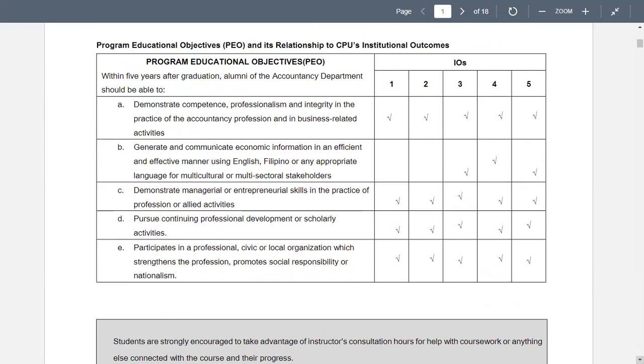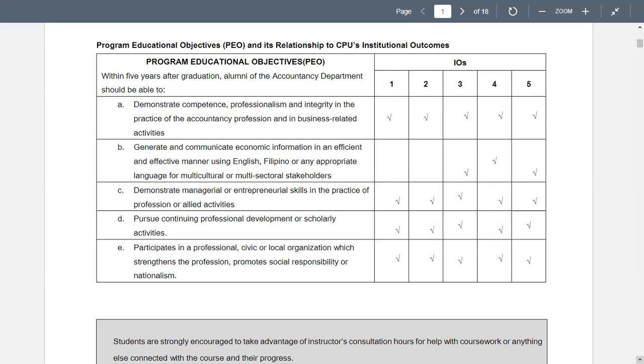1 to 5. So within 5 years after graduation, alumni of the accountancy department should be able to demonstrate competence, professionalism, and integrity in the practice of the accountancy profession and in business related activities. Now, you will notice that all of this relates to the institutional outcomes.